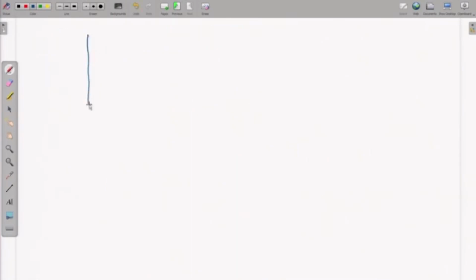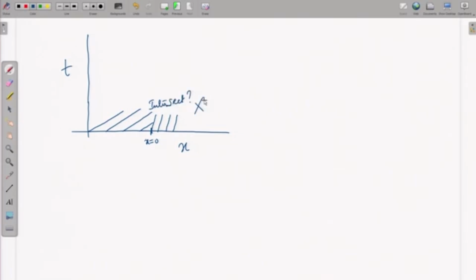So, at t equal to 0, if you try to look at the problem, this is x equal to 0. The characteristics on the right are moving slow, so they were looking like this, while the characteristics on the left were moving fast, so they were looking like this, and now we are not sure whether they will intersect or not. Actually, they cannot, because then there is entropy violation.